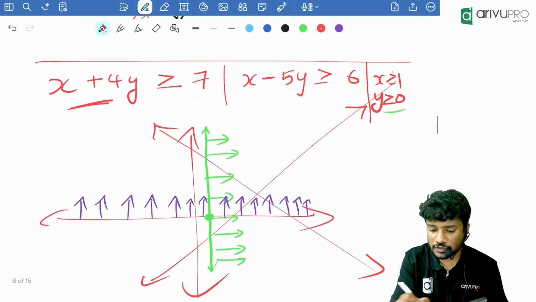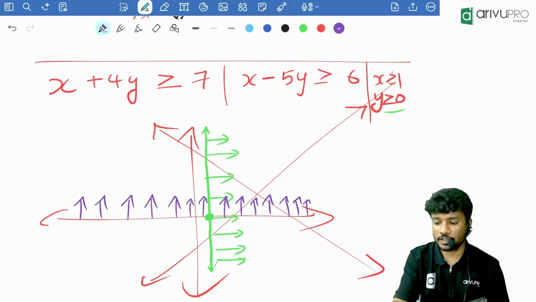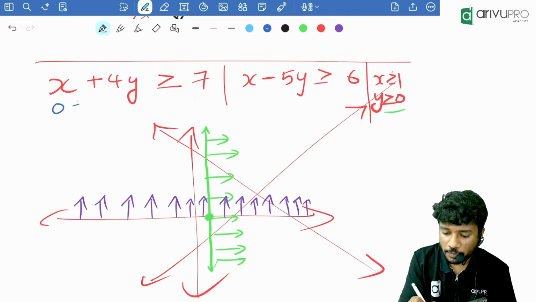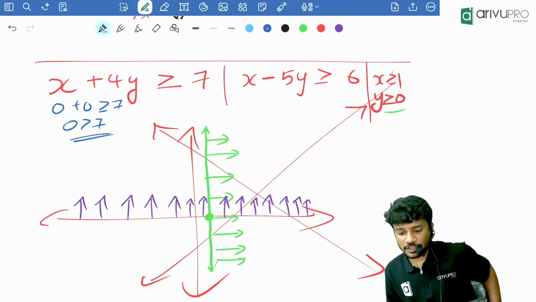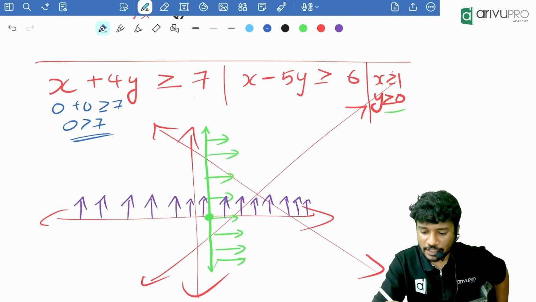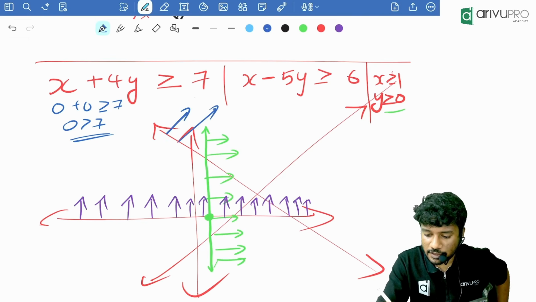Now we will talk about the first graph. Put 0, 0, everyone. 0 plus 0 greater than or equal to 7. Is 0 greater than 7? No, 0 is not greater than 7. That means the graph will be going this way.